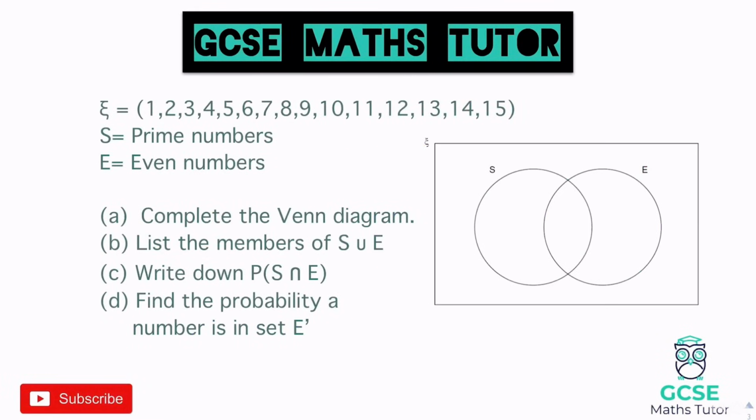I'm moving on to a Venn diagram. Now this symbol here just means all the numbers that we're going to put into the Venn diagram.